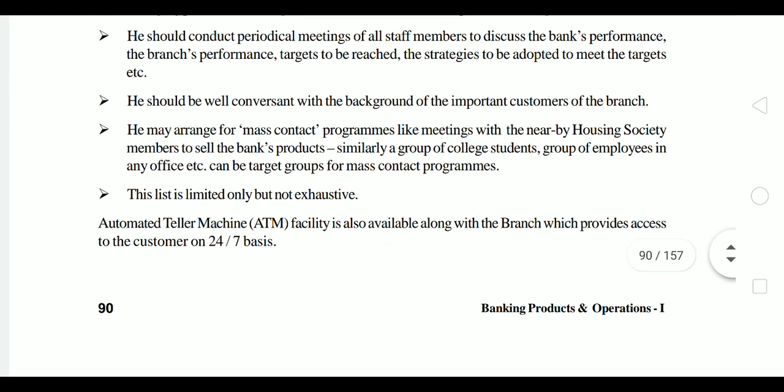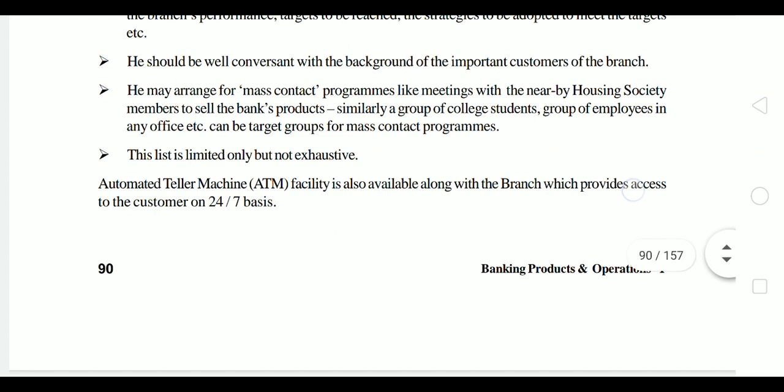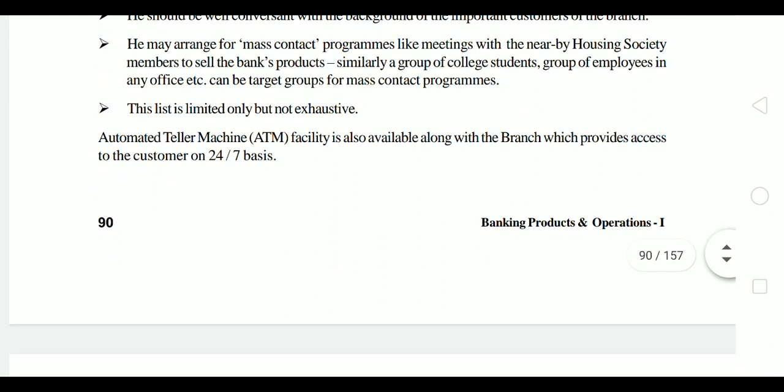Next, along with the panchayats and the numbardars, he may arrange a mass contact program so that he can tell them about all the services that his bank is providing to the customers, and about the products that the bank is selling, right? So we know that the role of a branch manager is more than that. Till now we have discussed all the acceptable roles that a branch manager can play.